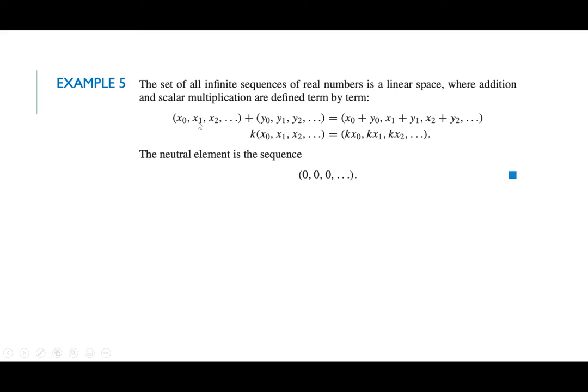So if x0, x1, x2, and so forth is an infinite sequence of real numbers, and y0, y1, y2, and so on is another infinite sequence of real numbers, then the sum of this sequence and this sequence is what you get when you add the components. So it's going to be x0 plus y0, that'll be your first component, x1 plus y1, and so on. And this should feel familiar because this is how we define addition of vectors, just like the list of numbers interpretation of vectors.